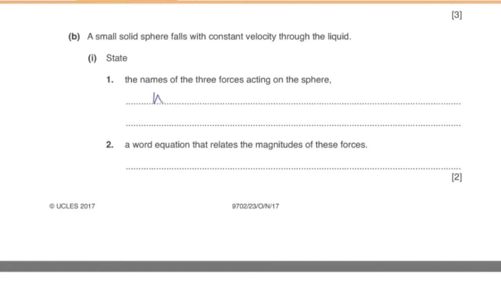So first, weight, second is drag force, and the third is upthrust.